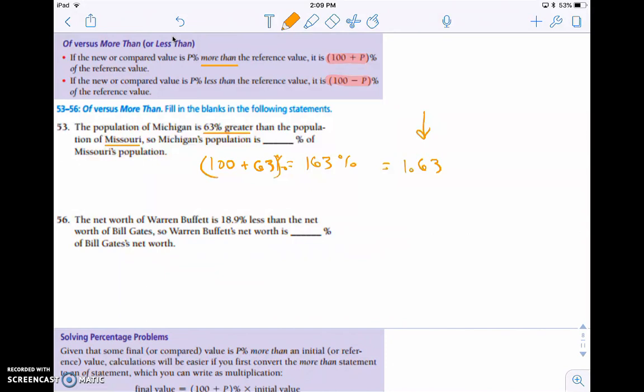So the next one is the net worth of Warren Buffett is 18.9% less than the net worth of Bill Gates. So Warren Buffett's net worth is blank percent of Bill Gates' net worth. So in this case, again, you always start at 100%. Since Warren Buffett is 18.9% less, we are going to subtract 18.9. And so when I take 100 minus 18.9, it's 81.1%. So Warren Buffett's net worth is 81.1% of Bill Gates' net worth.